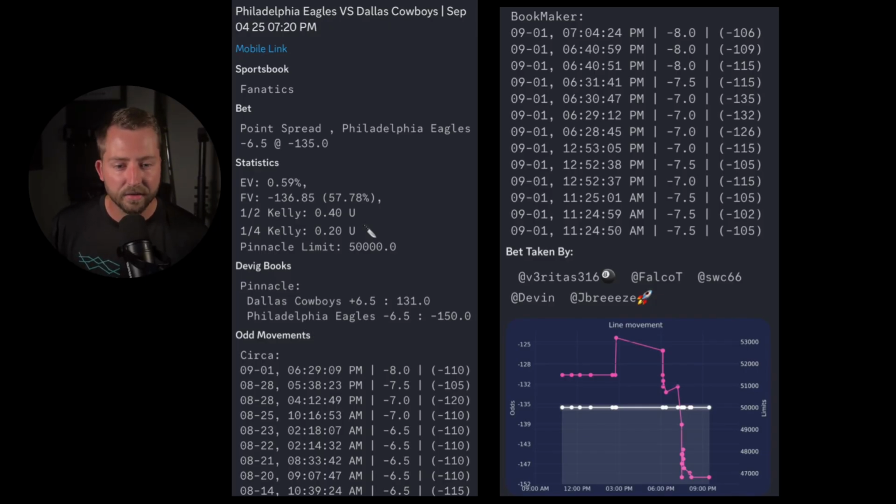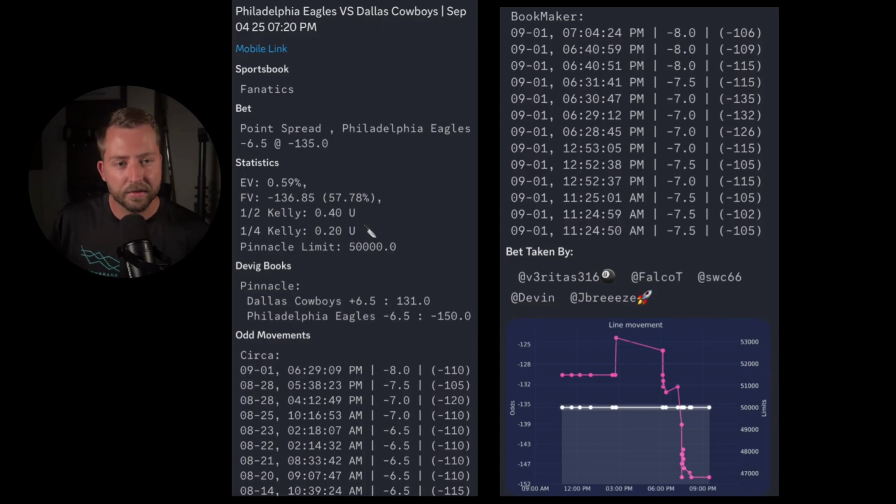The other thing I like to do is look at the price we're getting on Fanatics. -135 is the price we're getting. Then I look on the chart and see, did we move through that -135 price range, or was there any resistance there? We moved very quickly through -135 all the way down to -147. Then there was a little resistance back and forth and it ended up dropping back down to -152. So that's a clear indicator that there's value to Pinnacle. Pinnacle's market is moving towards the Eagles, which is also great.